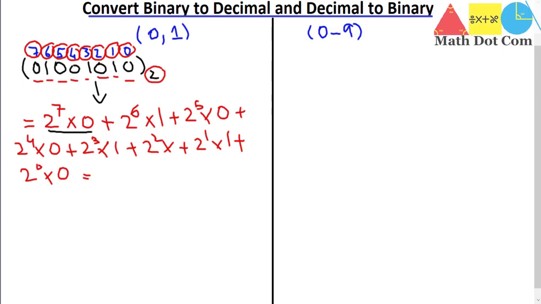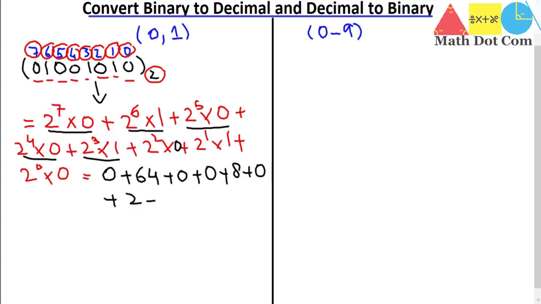In this, we will get 0 wherever it is multiplied by 0, so we need not calculate the whole thing. Then 2 raised to power 6 is 64. Then 0 plus 0 plus 0, here we will get 8, plus 0, plus 2, plus 0. So at the end we get 64 plus 8 is 72, 72 plus 2 is 74. So this is the decimal equivalent of the given binary number.